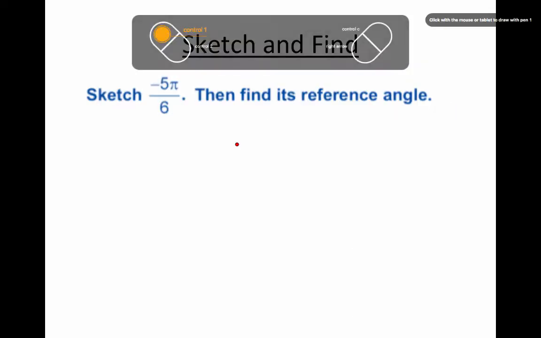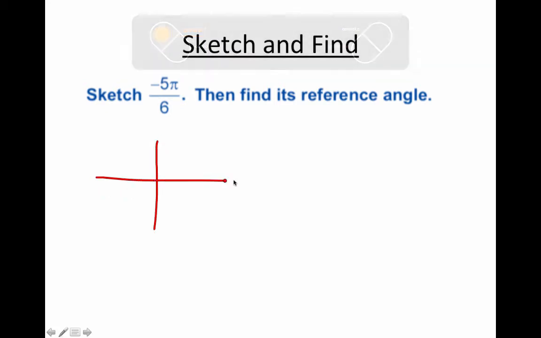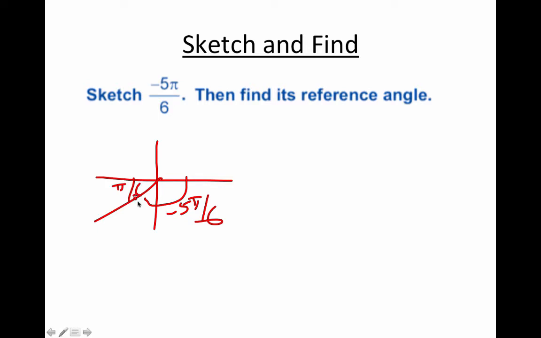Negative 5 pi over 6. There are a few different ways you can look at this. I'm a pi over 6 short of getting to 6 pi over 6. So I'm a pi over 6 short, which will give me my pi over 6. But most of you don't like radians because radians are annoying to you.